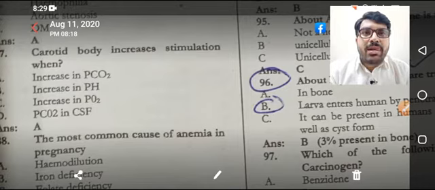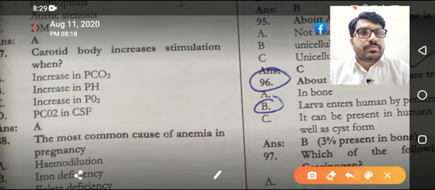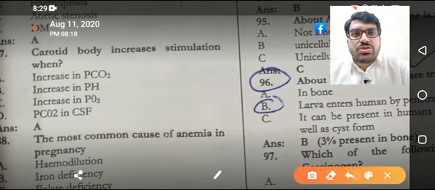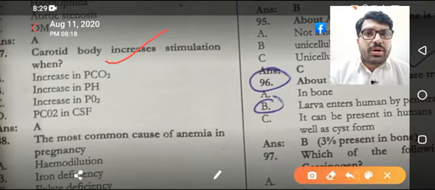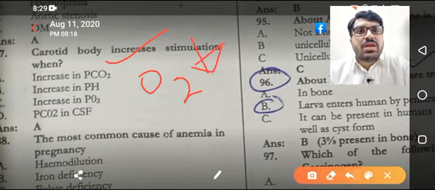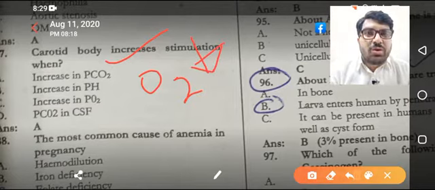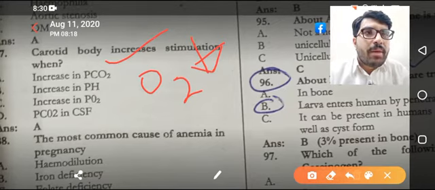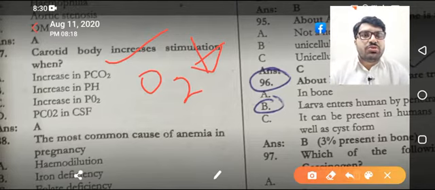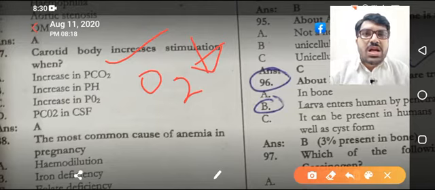carotid body increases stimulation when? Now over here I will quickly go into the option, that is increase in PCO2, but hypoxia, that is decrease in oxygen, they are more sensitive to hypoxia. The carotid bodies are actually the peripheral chemoreceptors, so they are more sensitive to hypoxia than increase in CO2. But if the hypoxia is not there, then the answer is definitely increase in PCO2, while the central are more sensitive to increase in PCO2.